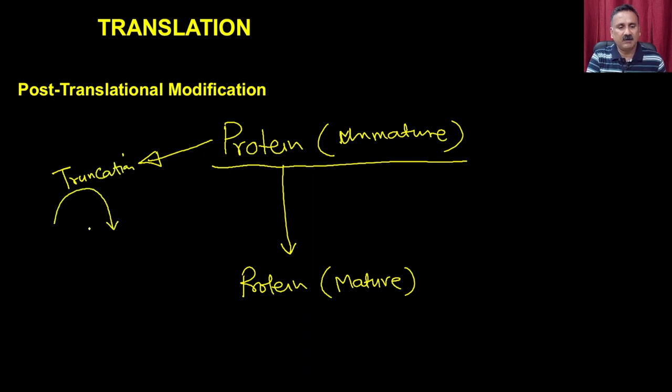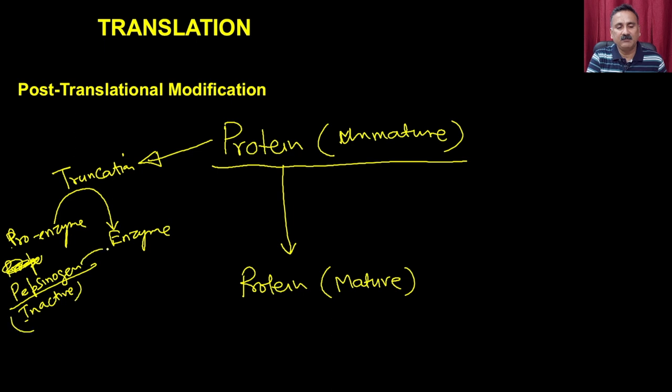Classical example is when you are converting a proenzyme into an active enzyme. There are many examples such as pepsinogen. This is an inactive form of the enzyme, and when it is getting cleaved off, it is forming an enzyme which is called pepsin, and that is the active enzyme. So this also happens after the synthesis of the pepsinogen. Now truncation is a very, very important component.